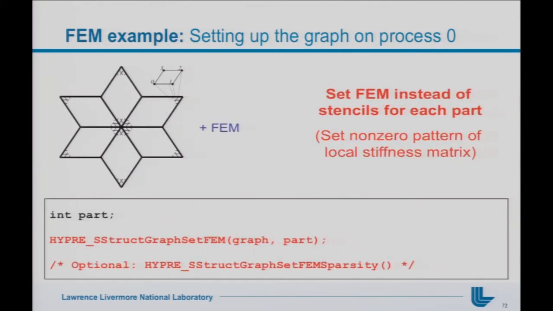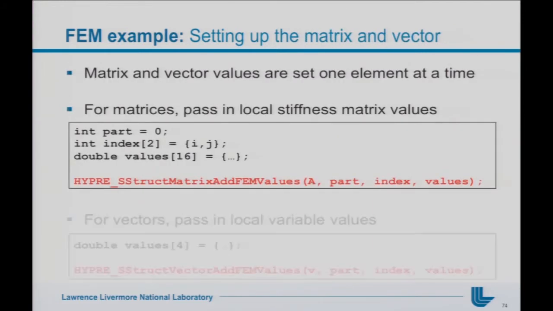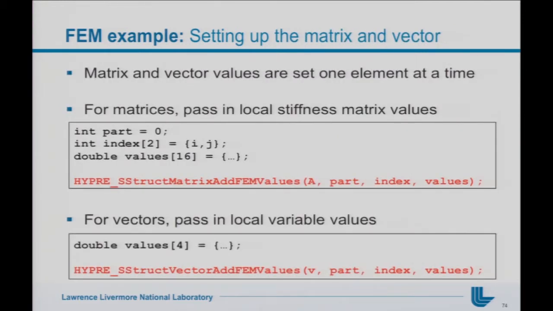All right? Creating the graph is as before. You say create, and then there's this one new call where you say graph set FEM, and all that does is tell HYPRE that I'm going to define this matrix in a finite element style. It's not going to be stencil-based. It'll be stiffness matrices instead. Okay? And you assemble the graph, and you're done.